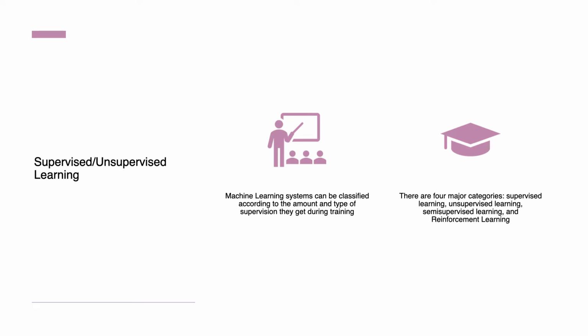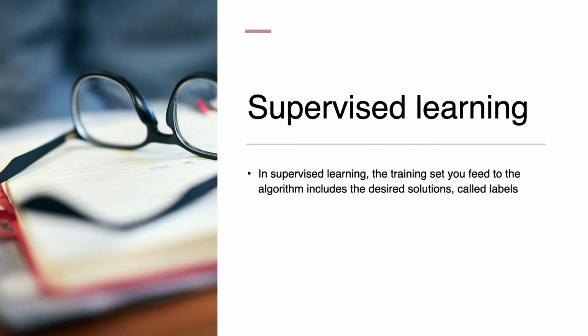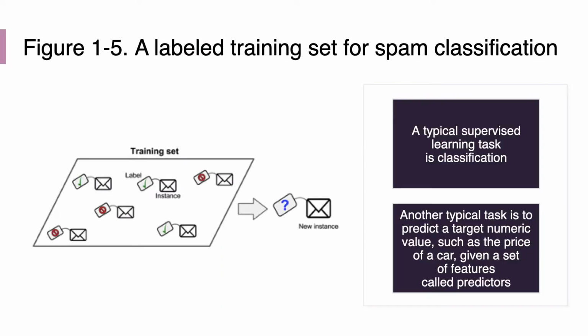Supervised/unsupervised learning. Machine learning systems can be classified according to the amount and type of supervision they get during training. There are 4 major categories: supervised learning, unsupervised learning, semi-supervised learning, and reinforcement learning. Supervised learning. In supervised learning, the training set you feed to the algorithm includes the desired solutions, called labels. A typical supervised learning task is classification. The spam filter is a good example of this.